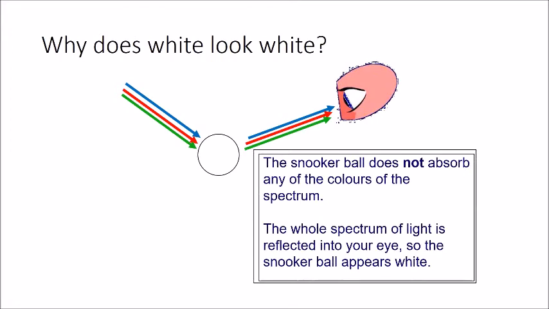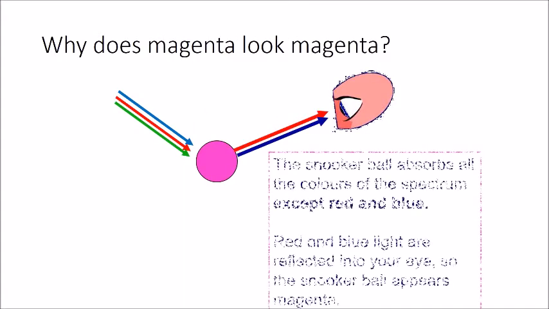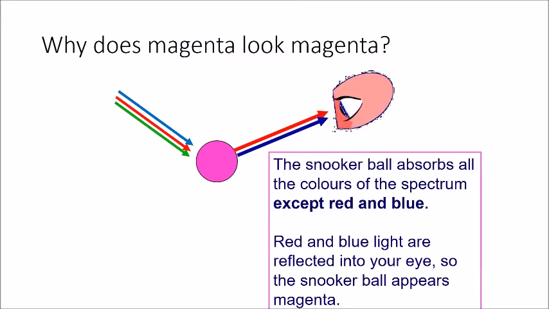And then why does a white ball look white? It doesn't absorb any of the colors of the spectrum, and so all of the white light is reflected into your eye. And if you remember from earlier on in the lesson, if we reflect all the different colors, we then see white light. And then last but not least, we're getting a bit more complex here.